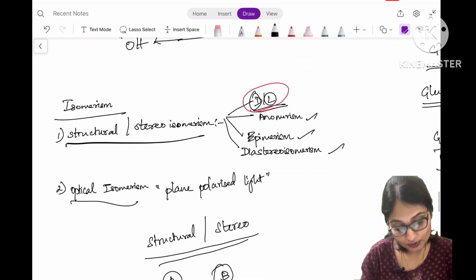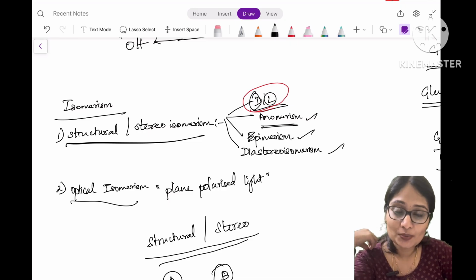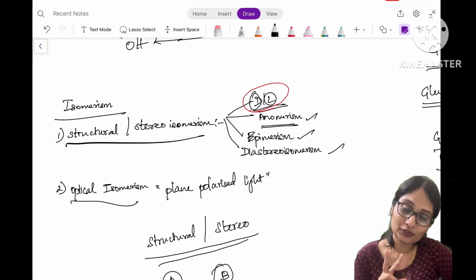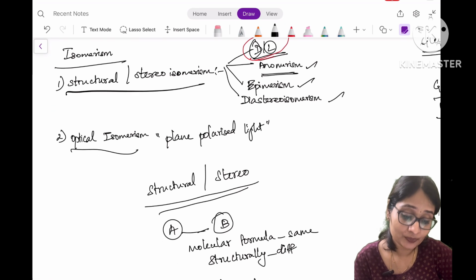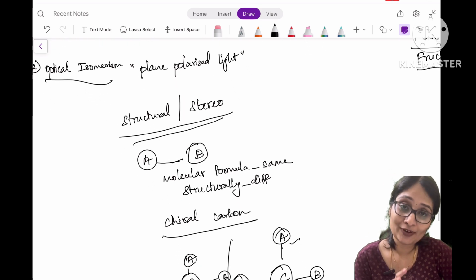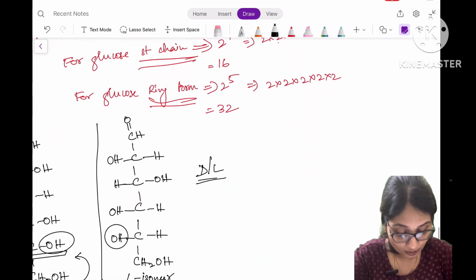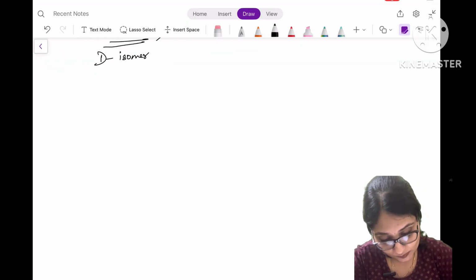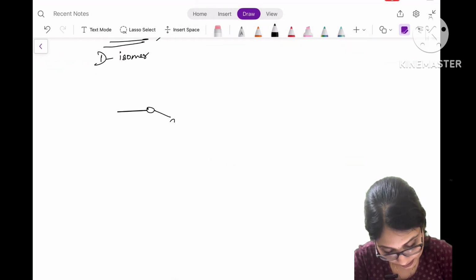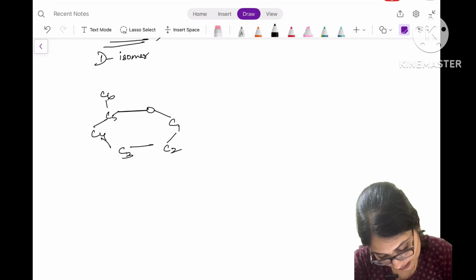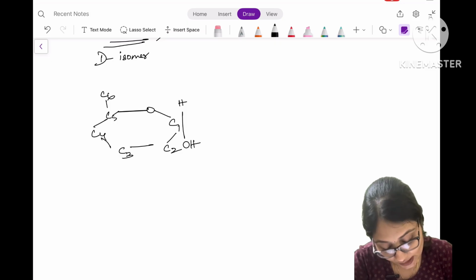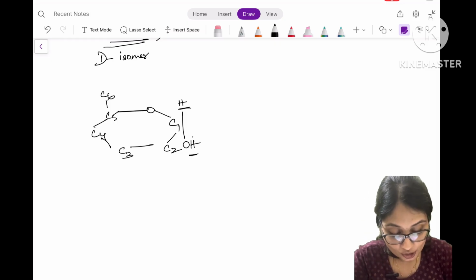Now, what was the next isomer? Next is anomerism. Anomerism is a similar thing with reference to your H and OH. It is defined with regard to the ring structure. So now let me draw the ring structure for glucose. It looks something like this: C1, C2, C3, C4, C5, and C6. In C1, there should be H here and OH here. If this is the orientation of H and OH, then OH is down.